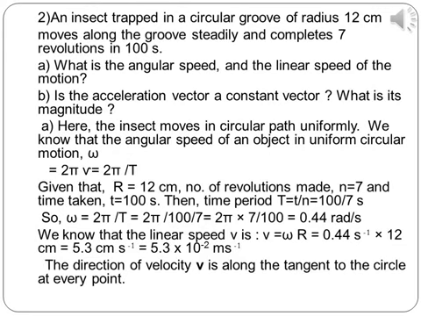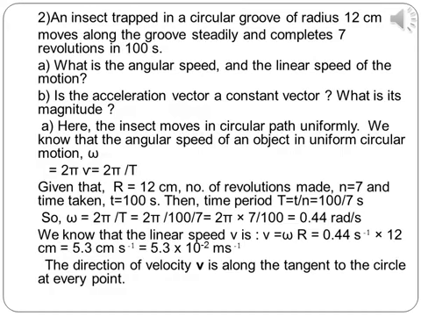54.56 degree. An insect trapped in a circular groove of radius 12 cm moves along the groove steadily and completes 7 revolutions in 100 seconds. A. What is the angular speed and the linear speed of the motion? And B. Is the acceleration vector a constant vector? What is its magnitude? Let us see the solution.